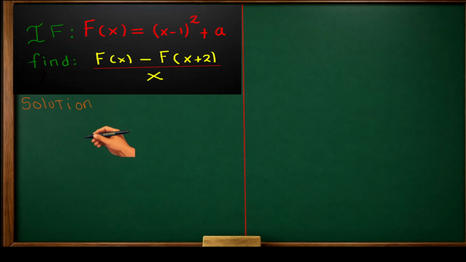Welcome back. Today we are solving this problem. If f of x equal to (x minus 1) square plus a, find f of x minus f of x plus 2 divided by x.